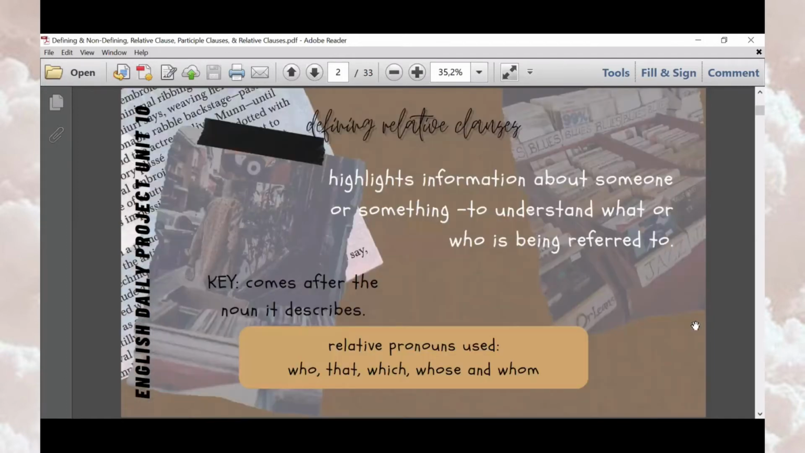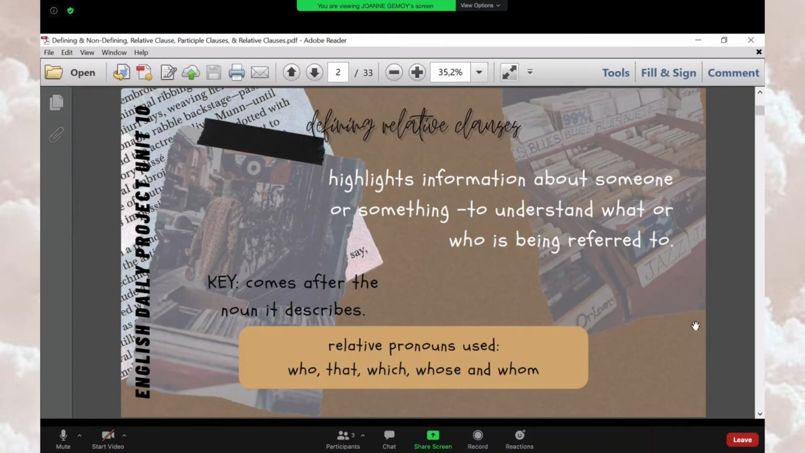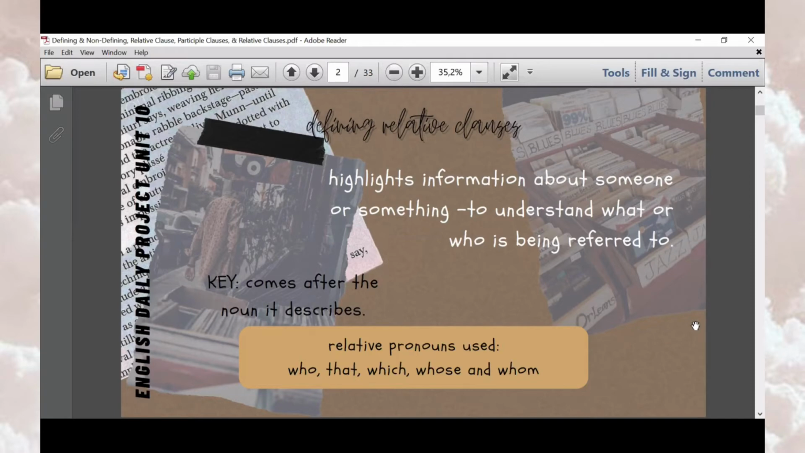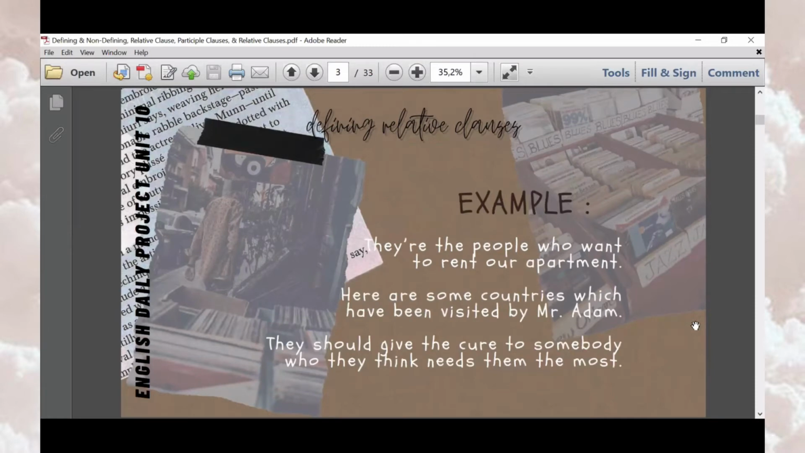For defining relative clauses, basically it highlights information about someone or something so the reader can understand who is actually being referred to in the sentence. Now, the key is, where do I know where to put the relative pronoun? You should know to put it after the noun. Now, here are a few of the relative pronouns used: who, that, which, whose, and whom. Though that might be quite uncommon because it is normally used in daily speaking.